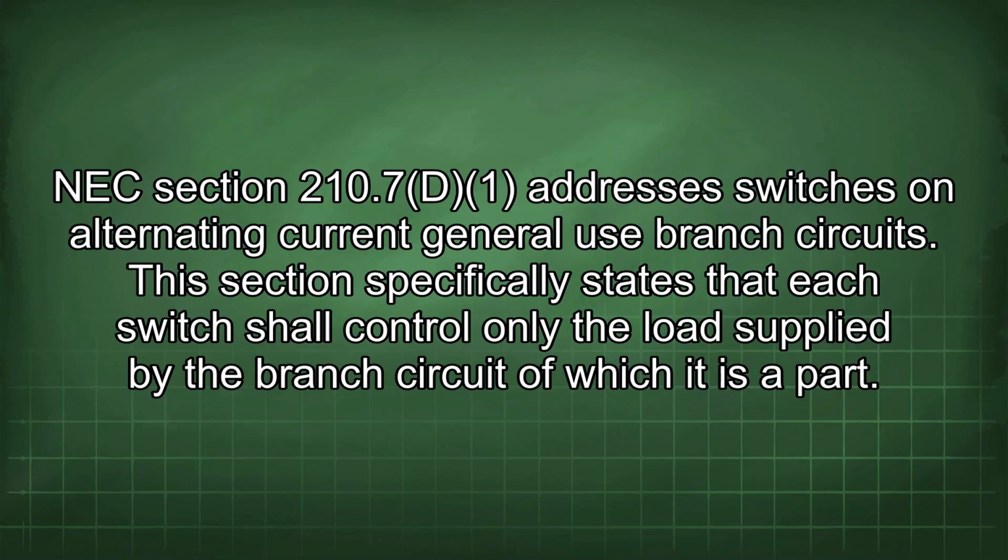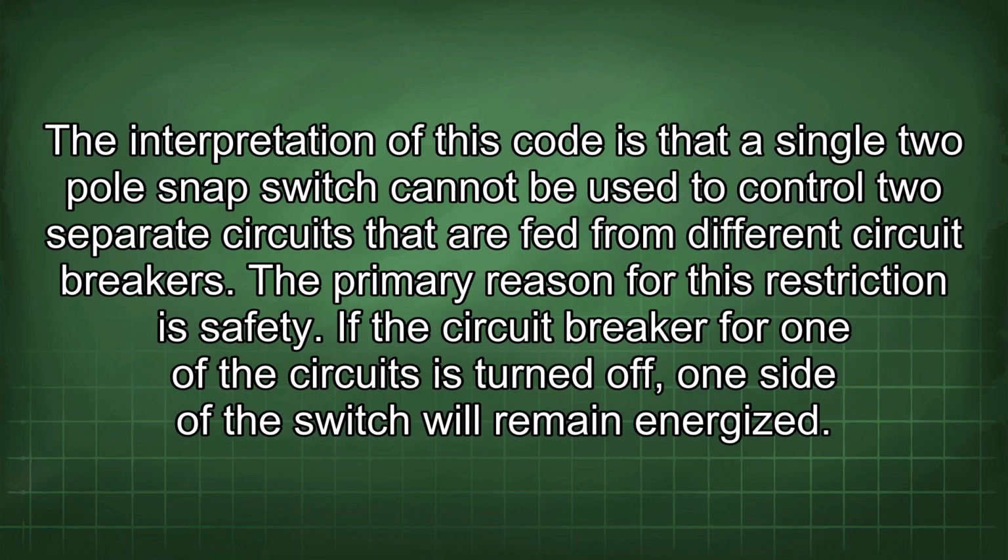NEC Section 210.7(D) addresses switches on alternating current general use branch circuits. This section specifically states that each switch shall control only the load supplied by the branch circuit of which it is a part. The interpretation of this code is that a single 2-pole snap switch cannot be used to control two separate circuits that are fed from different circuit breakers.